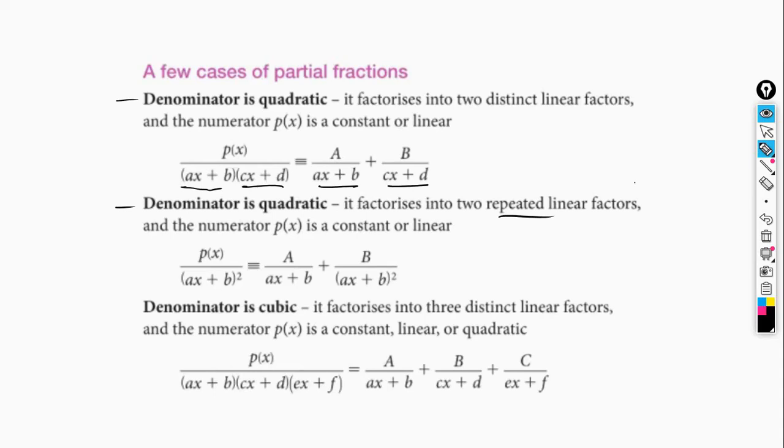You have this expression where you repeat the squared factor that you had in the denominator, but you also have to take into consideration the other case where it might just be linear. And then we solve for a and b. And finally, we have another case where the denominator is cubic and it factorizes into three distinct linear factors. Also, in every case, the numerator is either constant, linear, or quadratic. So notice that this one we would split into three fractions, and we would have to solve for a, b, and c.